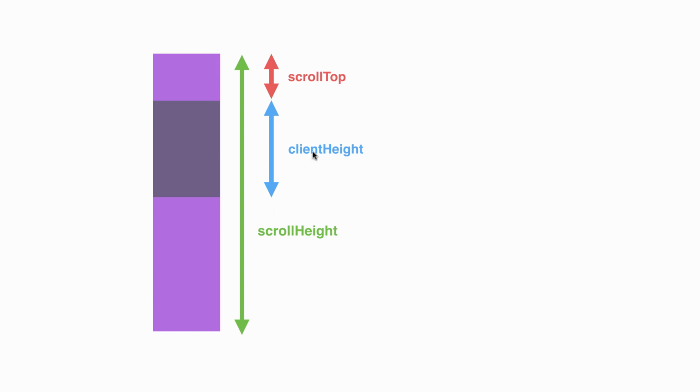Next up, we have client height. This is the visible height container. And finally, we have scroll top. This is the number of pixels we've scrolled down into the purple container, which would be just this area here.